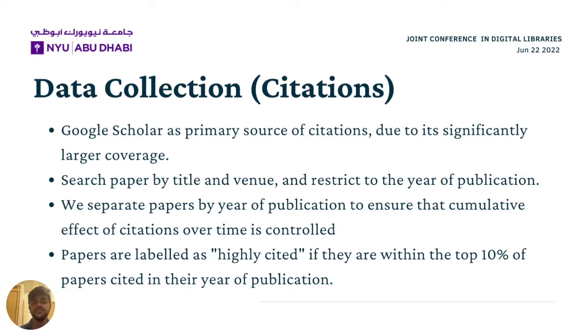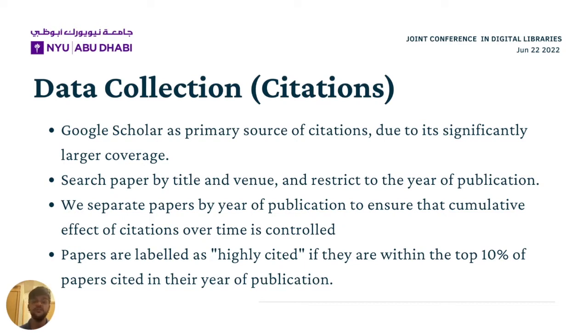One of the fundamental issues with working with citations is that they are cumulative. A paper is more likely to get cited over time. So if you want to do any analysis that depends upon these citation values, it's unfair to compare a paper from 2011 to a paper from 2019, because a paper from 2011 is more likely to accrue more citations just because it was published earlier. So in this work, for all analysis we do, we separate papers by their year of publication.